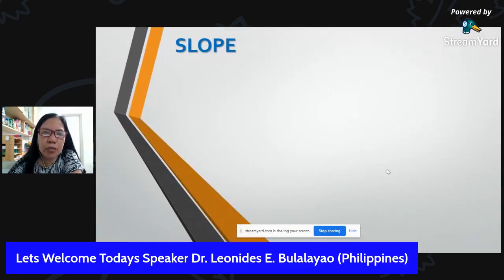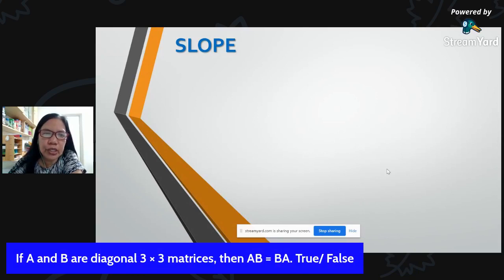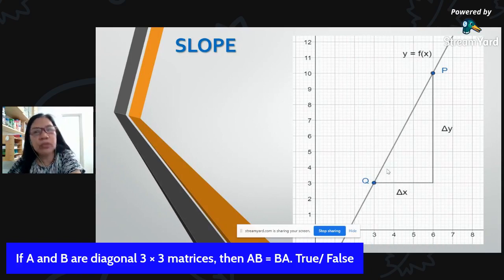So just like what Sir Tubera said, it is better for us teachers to start discussing the concept that the students already know. And of course, we have to discuss also the prerequisite concept of our topic to be discussed. So first we have to recall again the slope of the line.